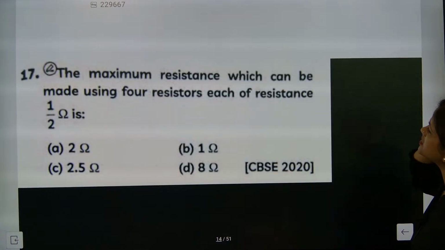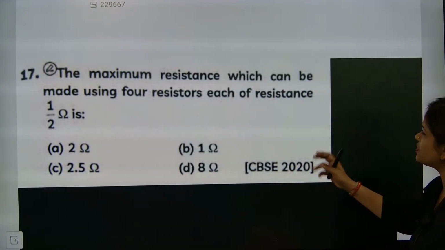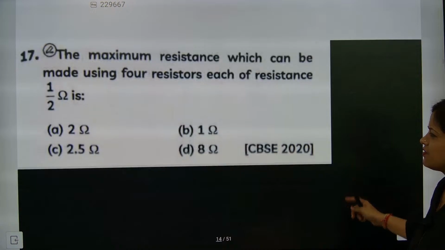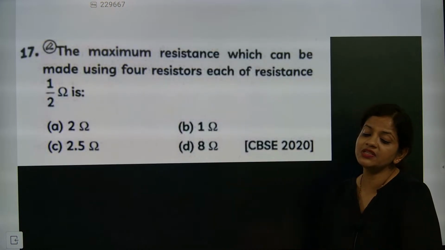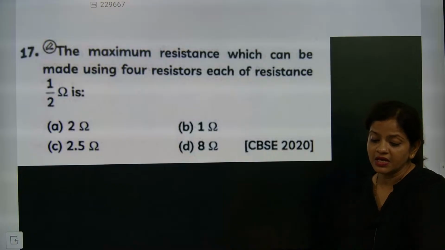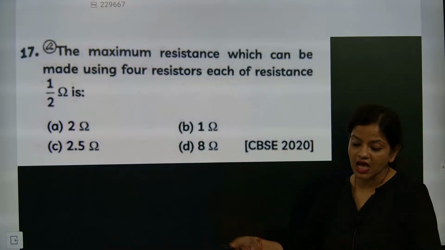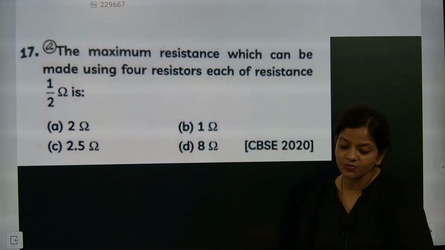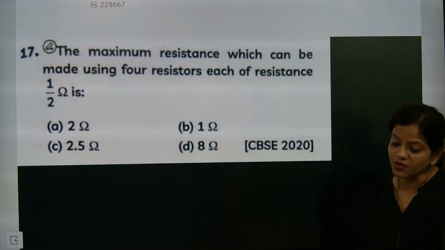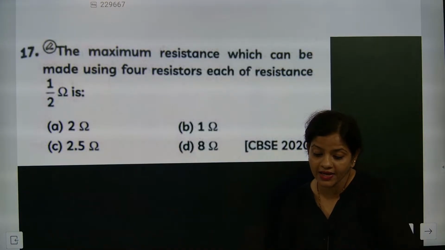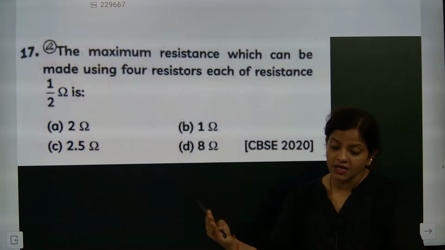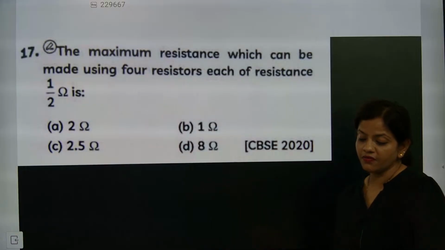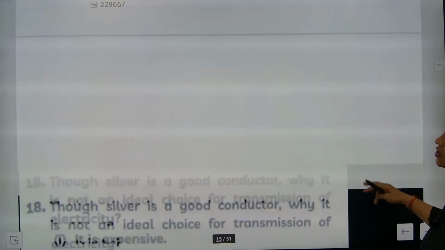The maximum resistance which can be made using four resistors, each of resistance half. So maximum resistance means, beta, if we connect them in series, it will have maximum resistance. So half plus half plus half plus half. So what can be the maximum resistance? Very good. The maximum resistance here will come as A, because all of them will be connected in series. So when they are connected in series, the resistance will become maximum. Very good. So this is the 17th question done.